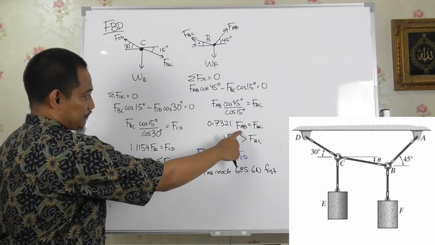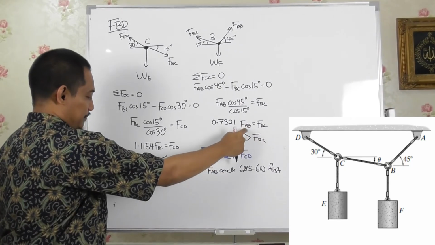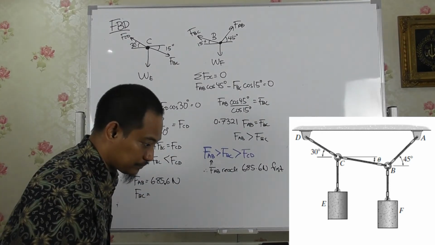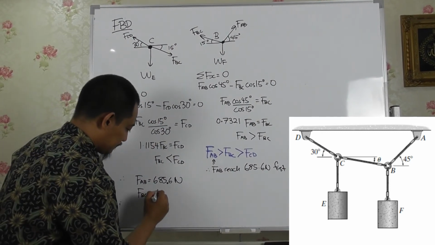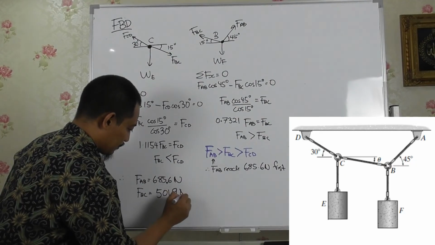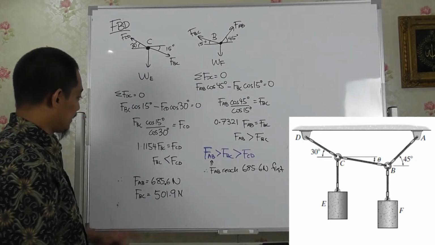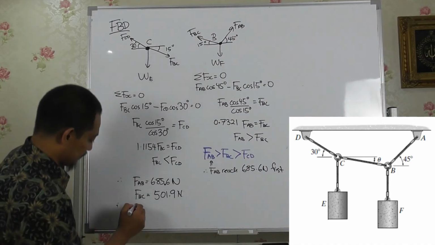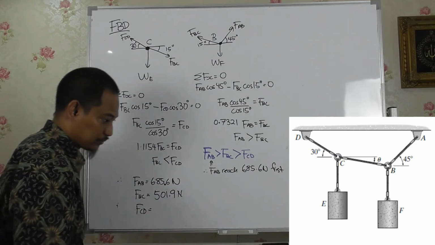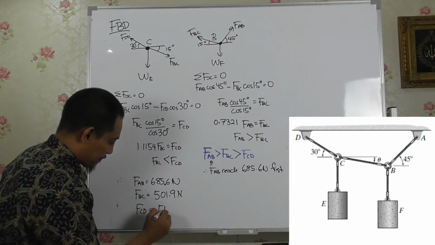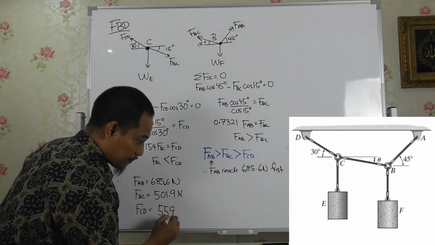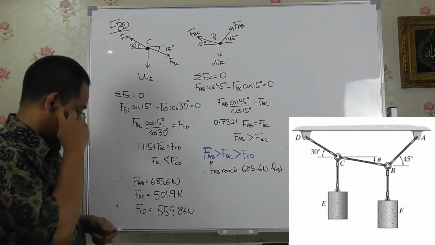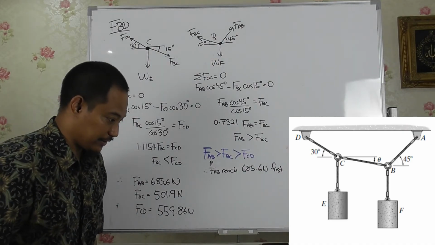If you know FEB, you can calculate FBC here, right? So you plug in here, you get FBC. So FBC equals 501.9 Newton. And then if you know FBC, you can calculate FCD, right? So FCD equals 559.86 Newton, right? Do verify all these numbers. Please verify all of these numbers.